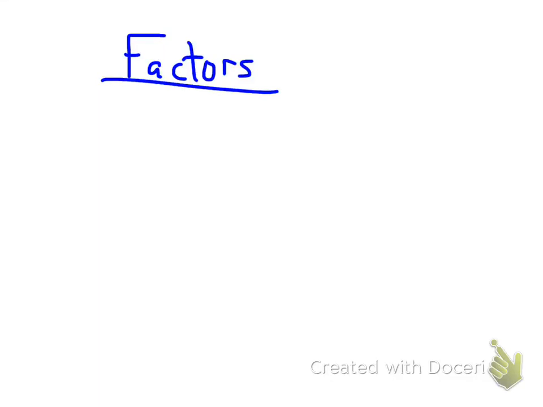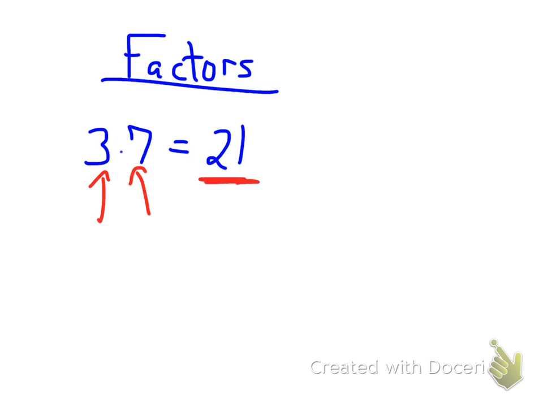In this video, we're going to take a look at factors and how to write all the factors of a given number. First of all, let's talk about what a factor is. If I look at something like 3 times 7 equals 21, both 3 and 7 are factors of 21 because they are multiplying times another number to give you some product. So 3 and 7 are factors of 21.